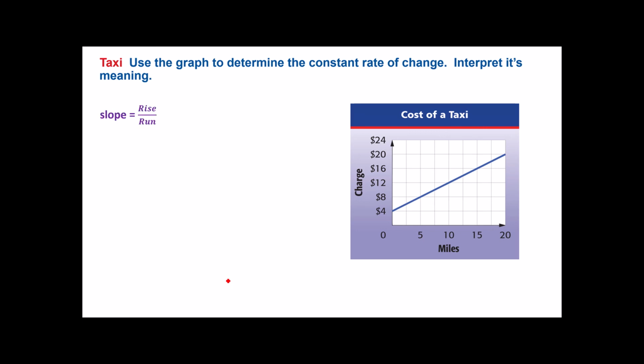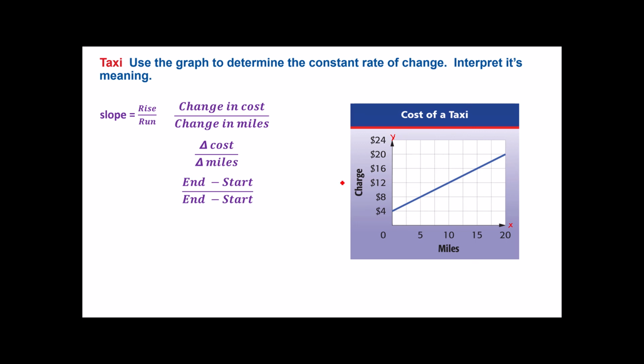I happen to look at this and say, okay, my rise and my run are the change in cost compared to the change in miles. Remember, the numerator, or y value, is going to go on top. The denominator, or x value, is going to go on bottom. So this is change in cost over change in miles. And there again, I wrote it using my delta symbol. And we're going to do our end minus start.